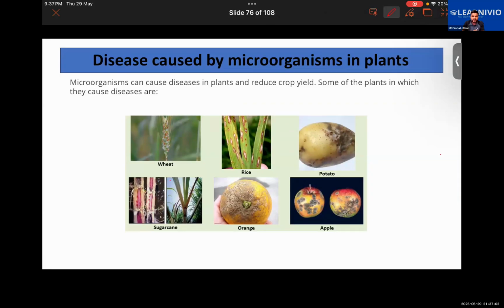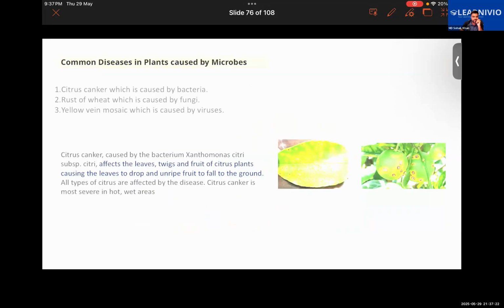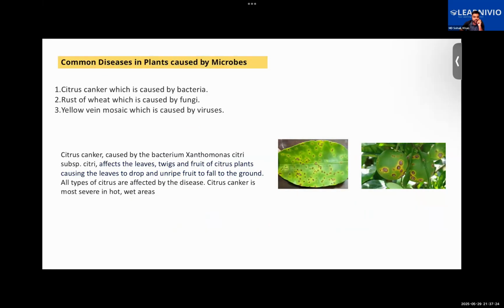So we learned that some kinds of disease are caused by microorganisms in plants. Usually they are caused by bacteria, fungi, and viruses also. Let's learn about them one after another. These three are the most common plant diseases. Citrus canker, which is seen in the case of citrus fruits.